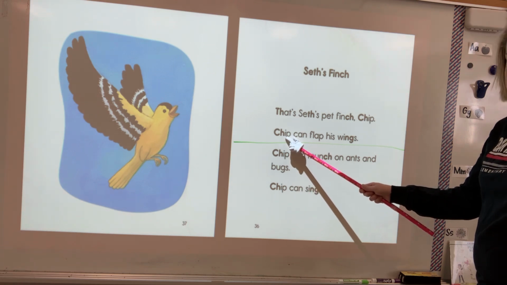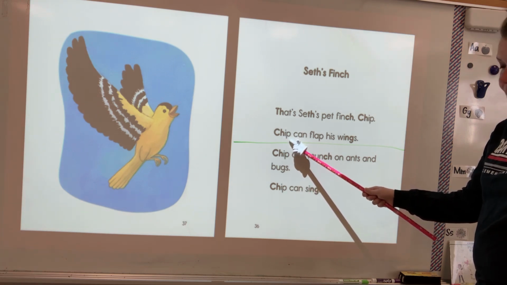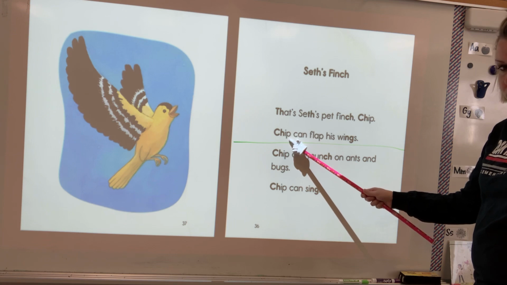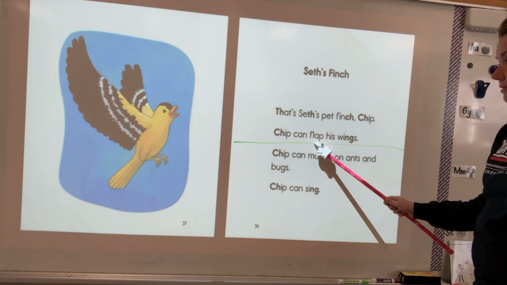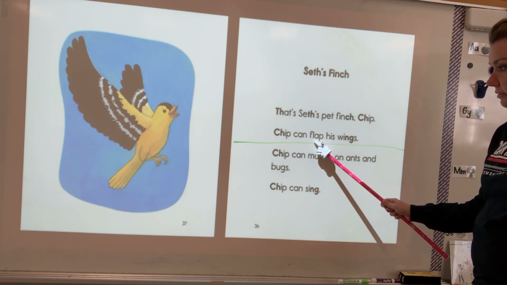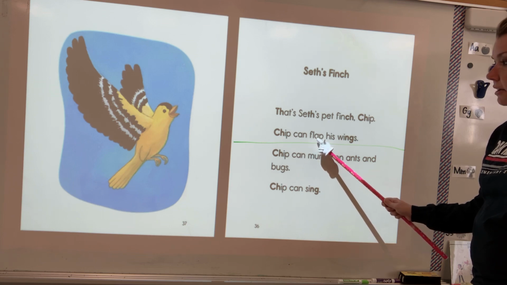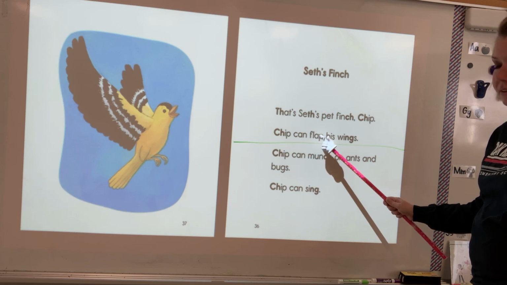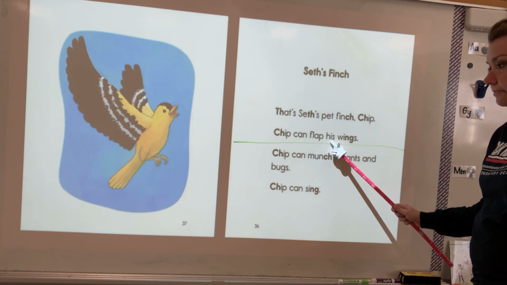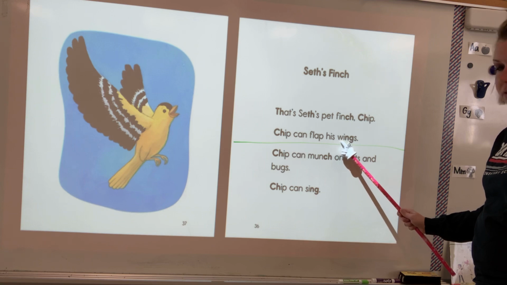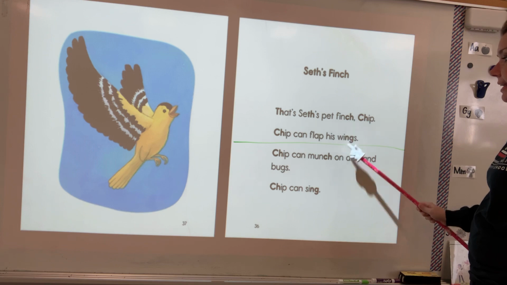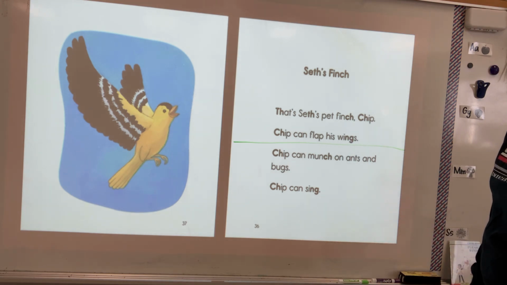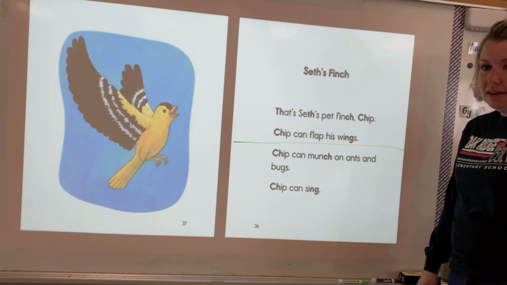Let's read this sentence, Adeline. Chip can flap his wings. Excellent. Chip can flap his wings. Excellent. Great job, Adeline. Okay.